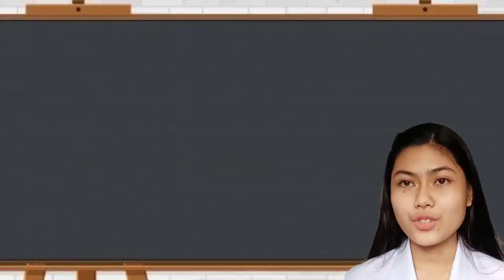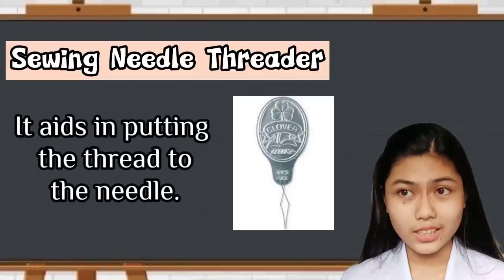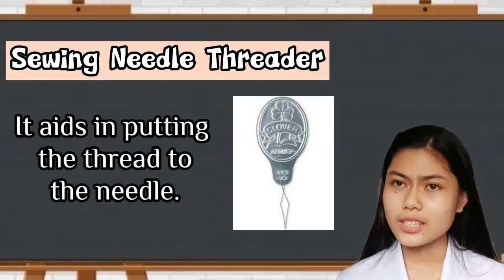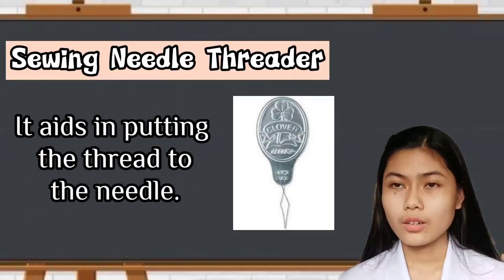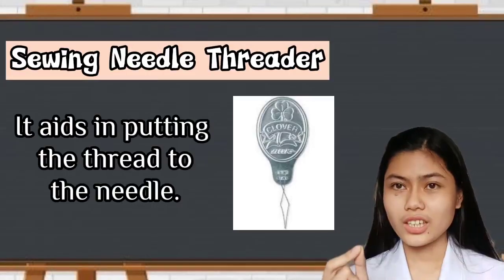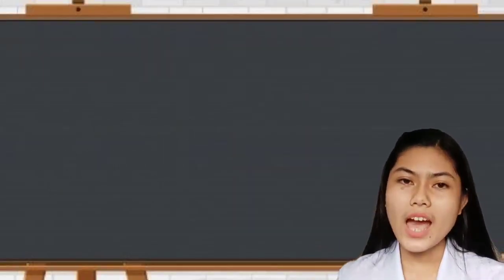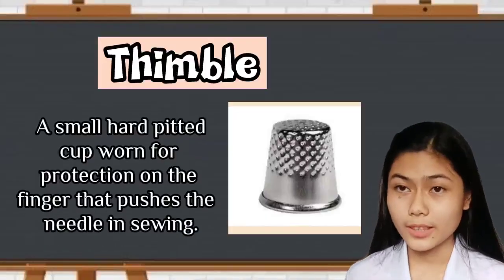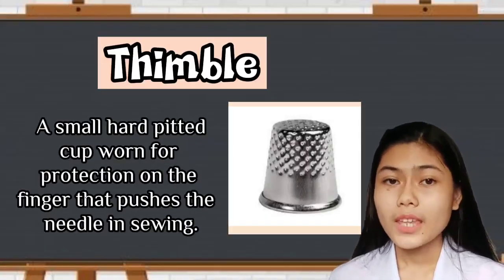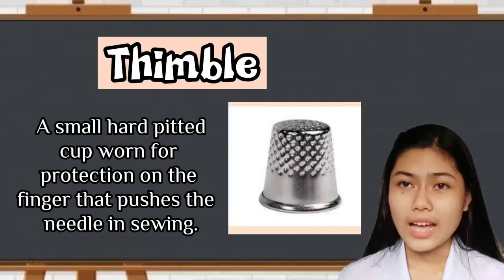Next, we have the sewing needle threader. It aids in putting the thread to the needle. The sewing needle threader is the tool used to put the thread on the needle. Next, we have the thimble. It is a small hard pleated cup worn to protect one finger that pushes the needle in sewing. It is called in Tagalog as didal.